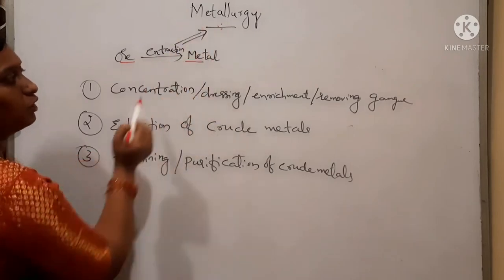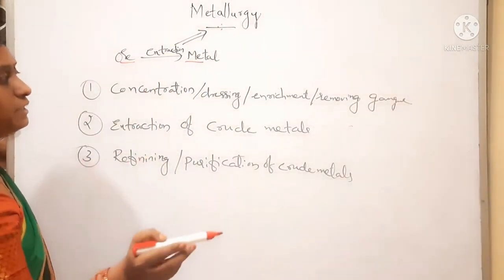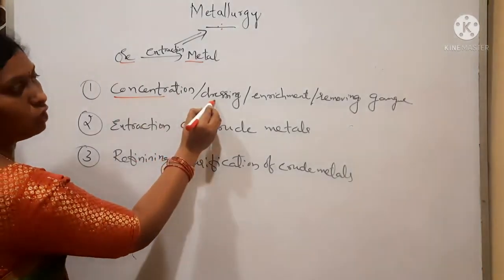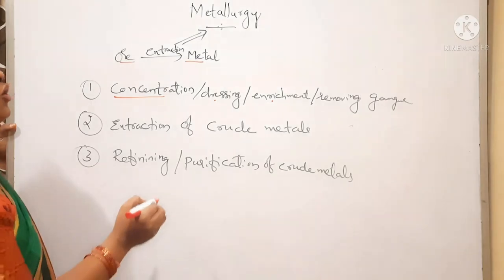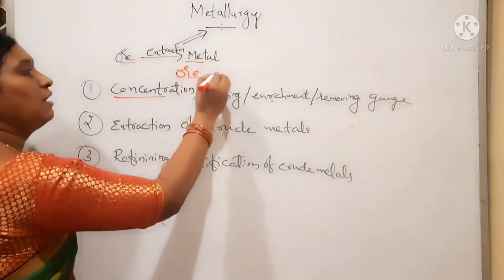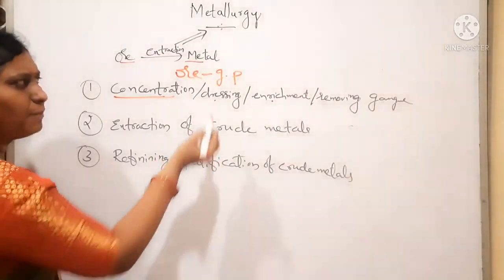And this metallurgical process actually involves 3 steps. First one is concentration or dressing or enrichment, or removal of gangue particles from ore. That means ore minus gangue particles. And what are the gangue particles?